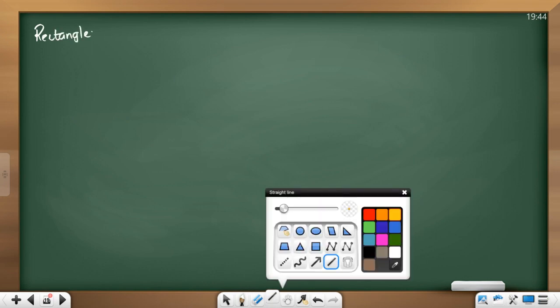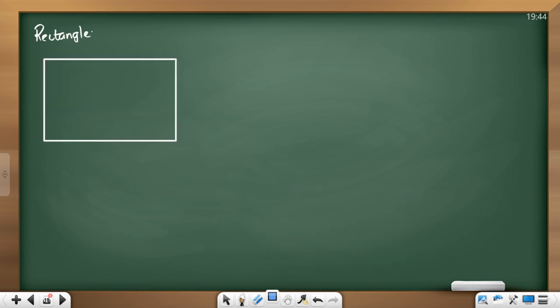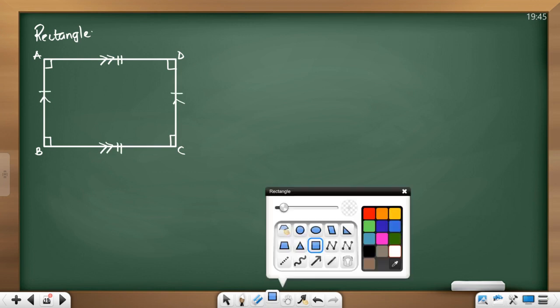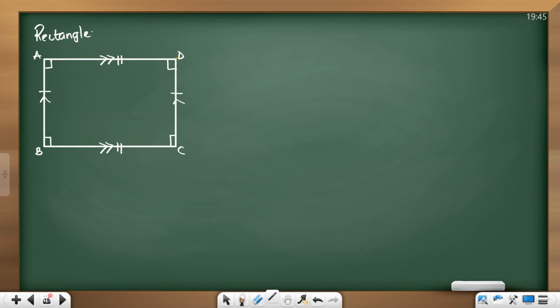A rectangle. I know it's a common shape, but something unique about it as well. 90 degrees, that's very important. So I know that the product of the gradients is equal to negative 1. I have opposite sides parallel, so this is equal to that, and that is equal to that. And I have my diagonals again.